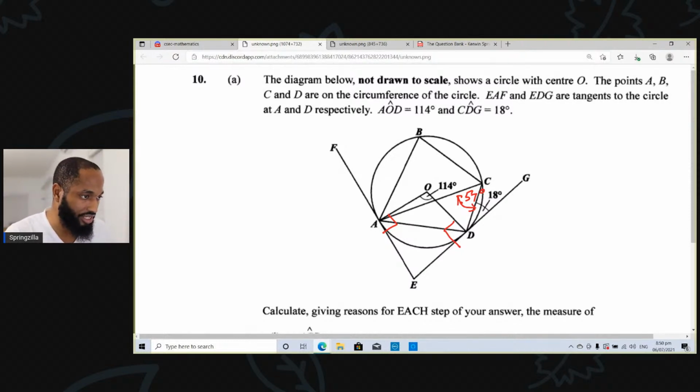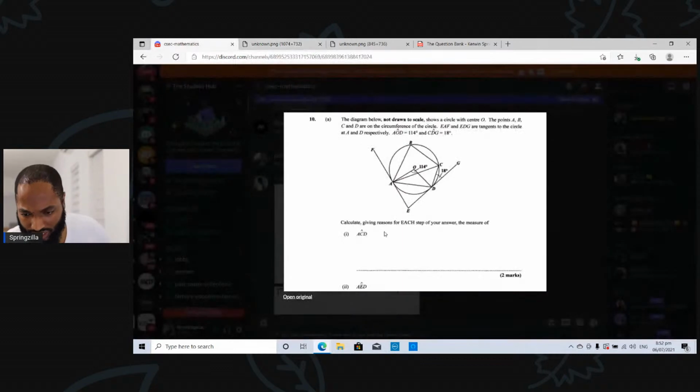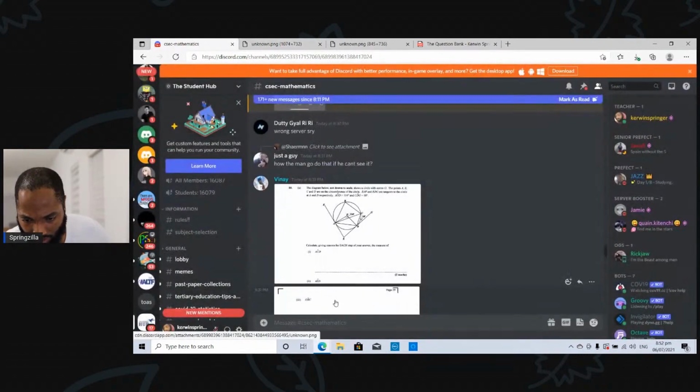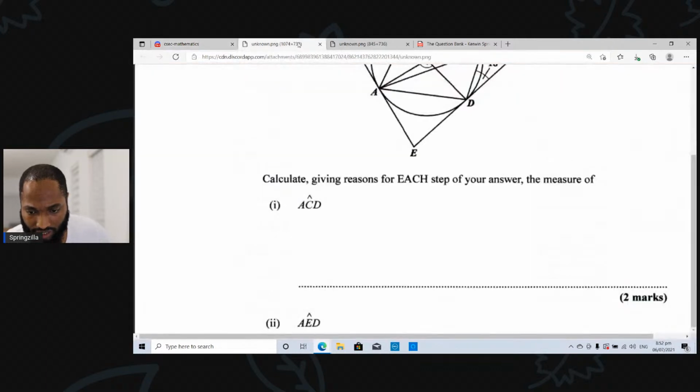So AED will just be supplementary to that. So what do you think it's going to be? Well done to the Savage Queen and all the people who said 66. Because this adds up to 180 and this adds up to 180. That's how quadrilaterals work. So that's 66 degrees. I feel like that was too easy, like it had another part to that question. OAC and ABC.